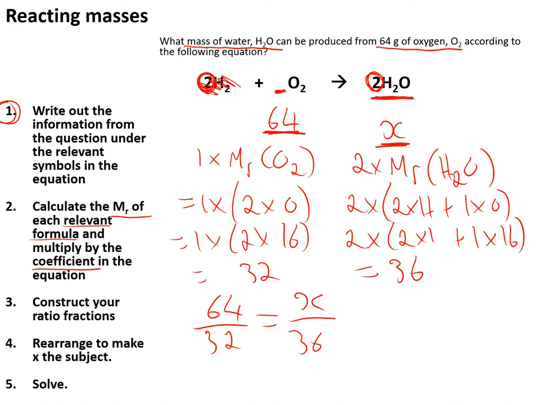Now we can just rearrange to solve for X. So this rearranges to X equals 64 over 32, times by 36, and if we just stick that into a calculator, that becomes 72 grams is our units, and so there is our final answer.